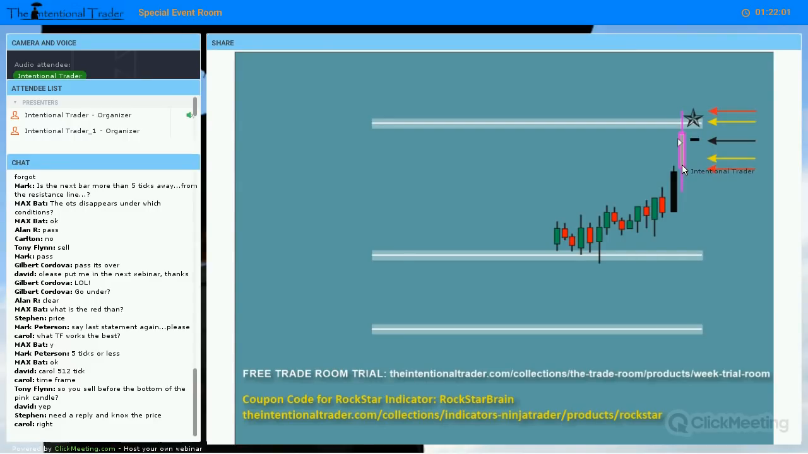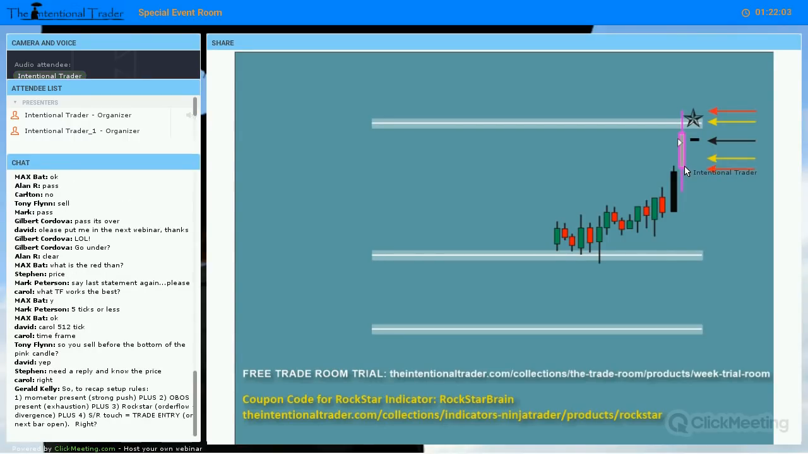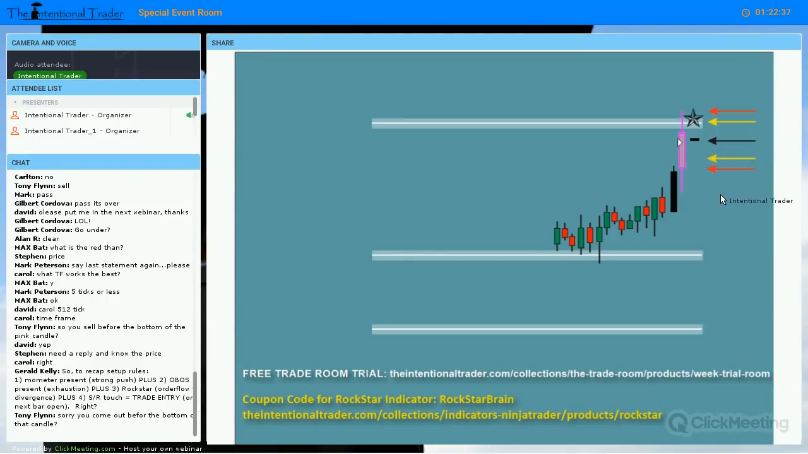The bottom of the pink candle. This is the open of that bar. So no, I would absolutely not sell there. I would sell here on the open of this bar, and these two bars with the information that's there, along with this line of resistance, tell me there's a high probability that because of all the confluences inside the Rockstar, price is likely to drop here.